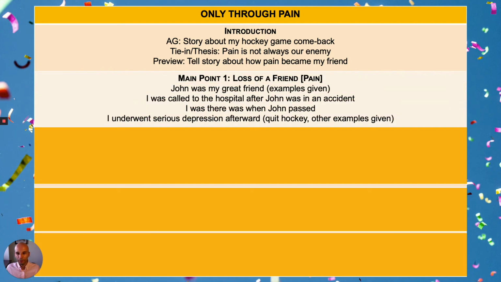His main point 1 was about the loss of his friend. So John was his friend, and he went into some detail about how great friends they were. But then he told the story within that main point of how when he was called into the hospital because his friend was in a car accident, he was actually there when his friend passed away. So he watched his friend pass away. And then after watching his friend pass away, he underwent a serious depression, and he actually quit hockey and quit doing all these things, and he hit that low point because he lost his best friend.